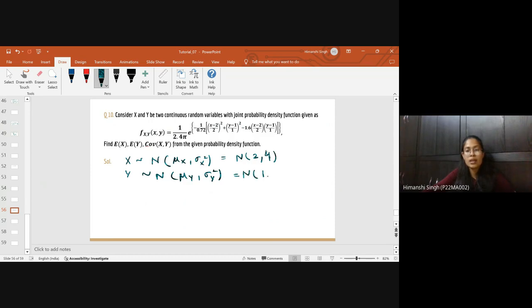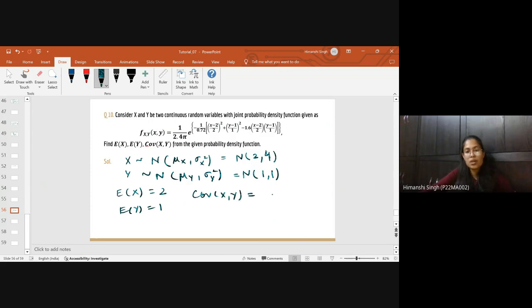The mean is 1 and the variance is, because the standard deviation is 1, so the variance is also 1. So it is normal(1, 1). So we can say that the expected value of X is 2 and the expected value of Y is 1. Now what about the covariance of X, Y?